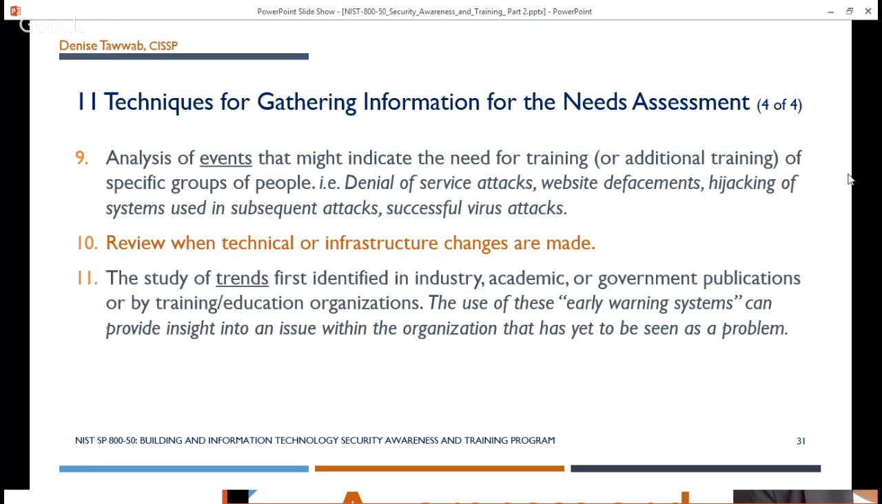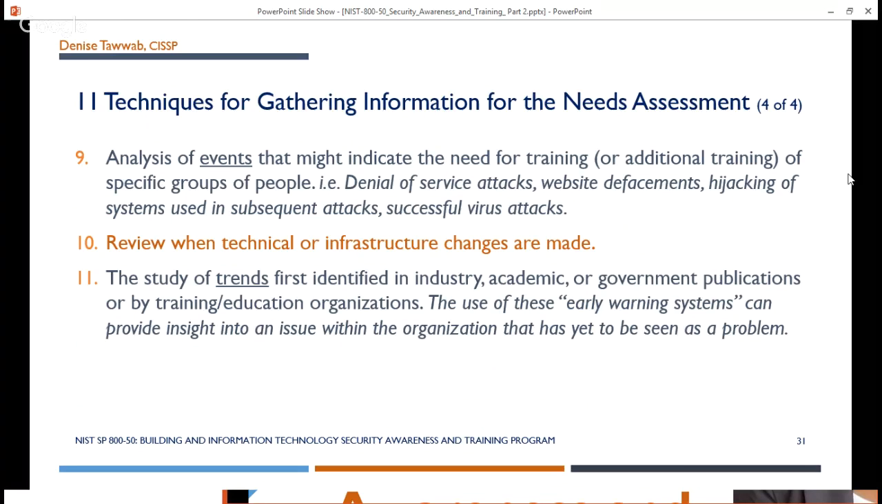Nine, and we're talking about techniques for getting information for a needs assessment, you can look at events that might indicate the need for training or for additional training of specific groups of people. For example, if you experience a denial of service attack, a website defacement, hijacking of your systems, any kind of attack might indicate that there is a need for training.